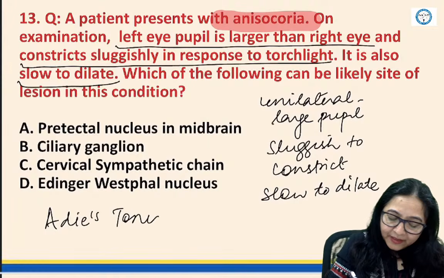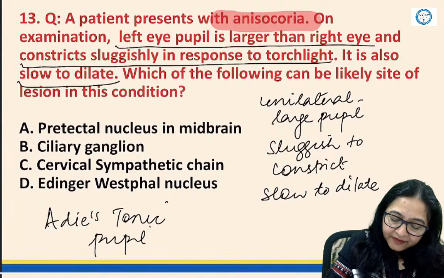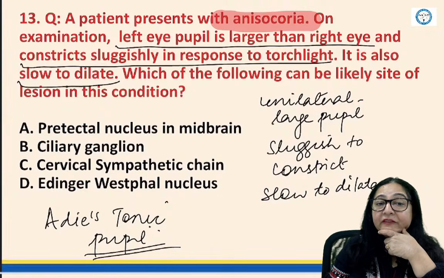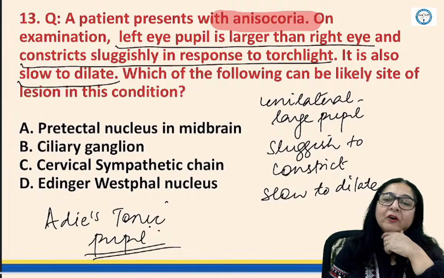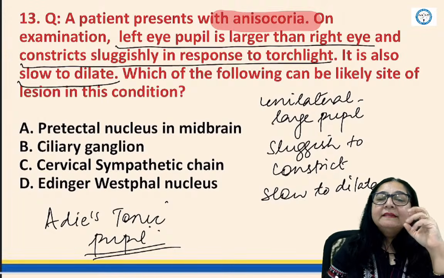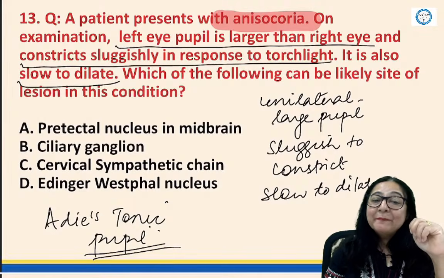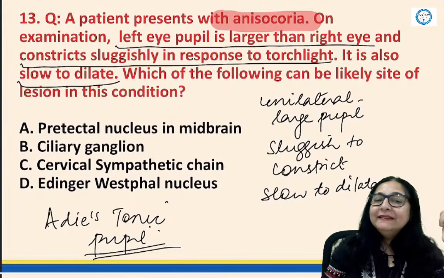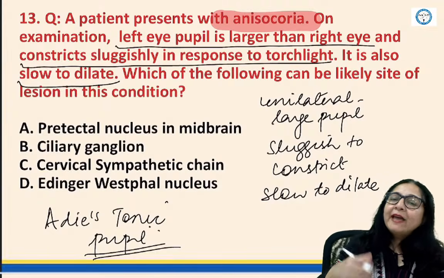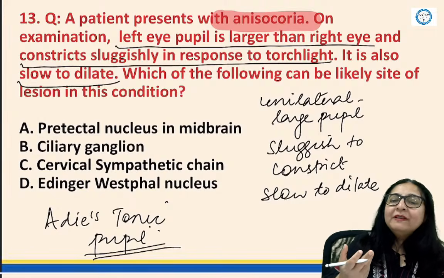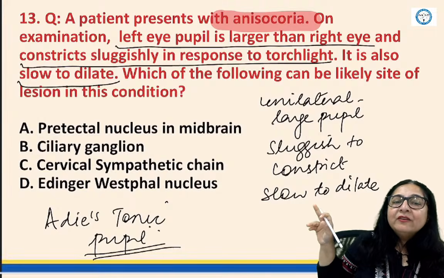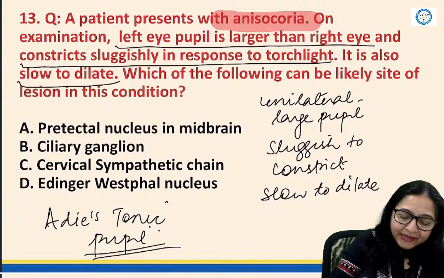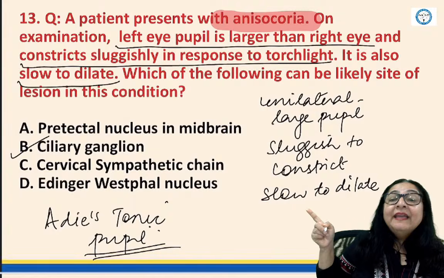And what is the cause of Adie's tonic pupil, which is your question? Then what is the likely site of lesion in this condition? Mostly it is because of the involvement of the ciliary ganglion, parasympathetic postganglionic involvement, which can be in the form of mostly viral infections. So here the site of the lesion is the ciliary ganglion, bache. The midbrain lesions cause AR pupil.